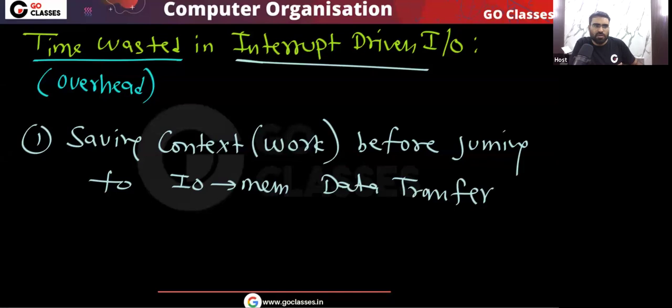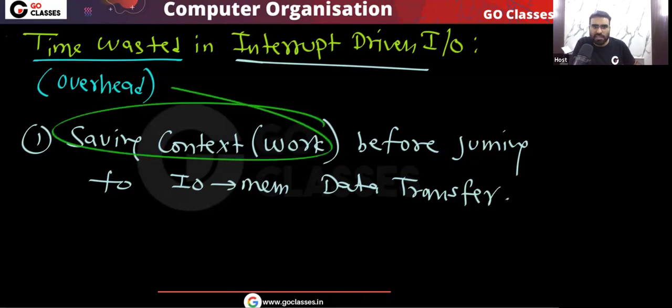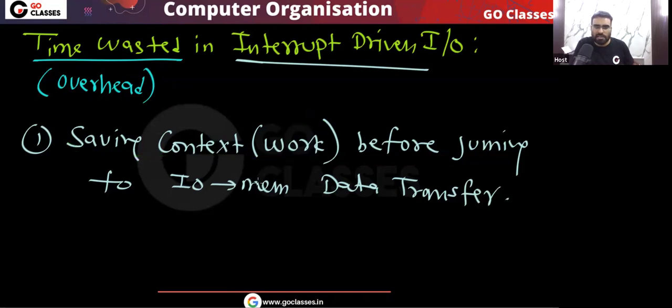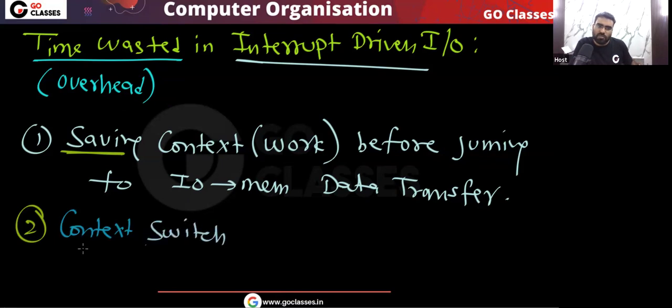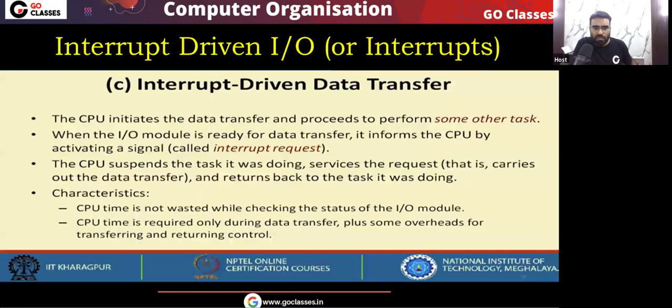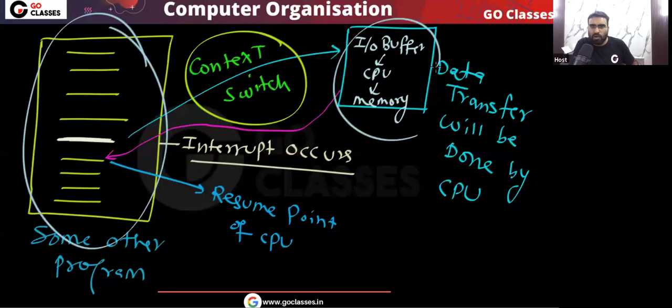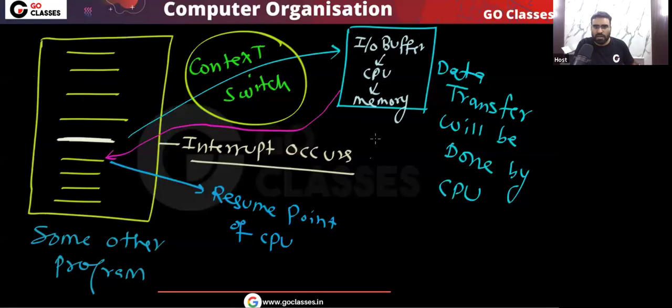So this is saving work. When I say saving work, it means you are saving the registers and the program counter before jumping to the data transfer. Then there will be a context switch. Basically, from this program you will go to this program. This is the point. Is this clear?